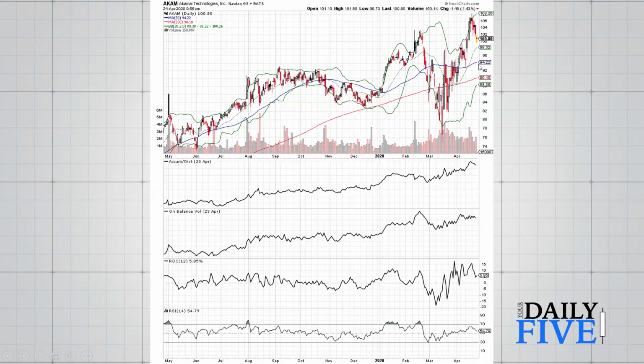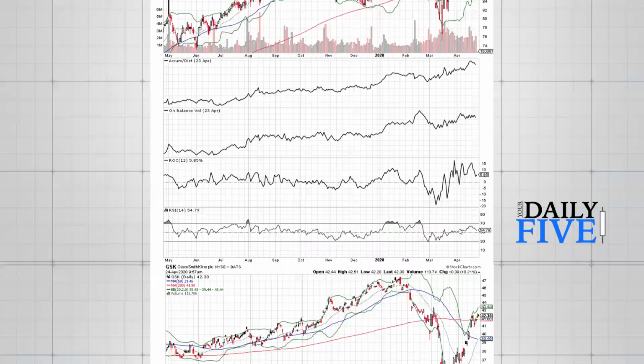But as long as it stays above that 50-day moving average and the 200-day moving average, it's in the complexity zone. You can also see that on balance volume is fairly good, and so is accumulation distribution. And RSI is nowhere near overbought. So Akamai's got a little bit of room to work with.